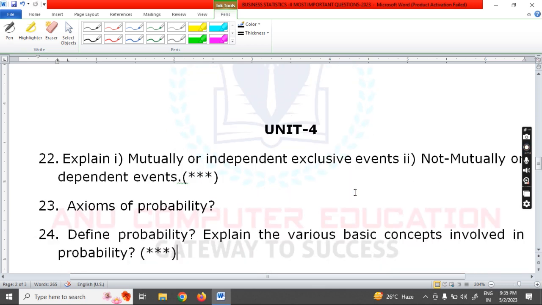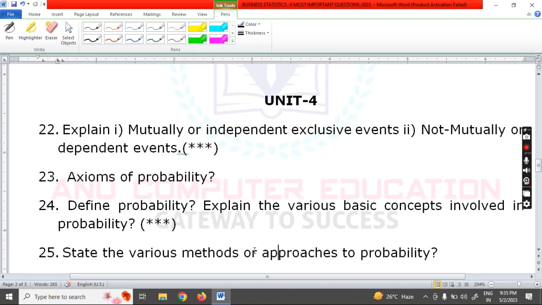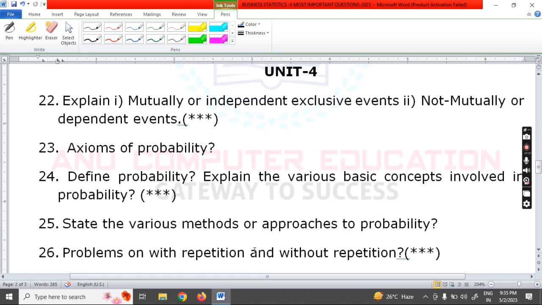Next, a very, very important question is: define probability and explain the various basic concepts involved in probability. This is also one of the important ones. Next, state the various methods or approaches to probability. Then very, very important problems will be there in unit number 4, with repetition and without repetition problems. Compulsorily you will get one question from this unit's problems.